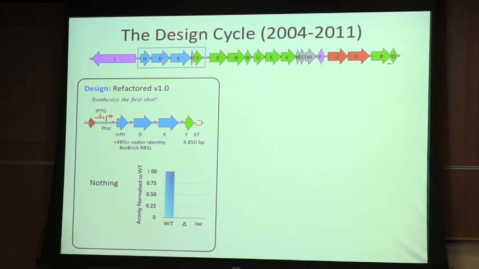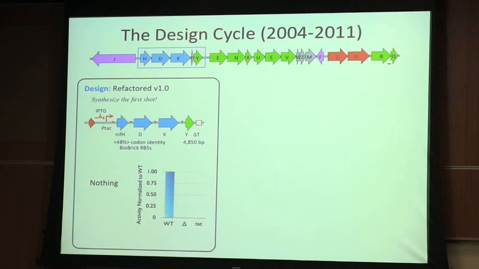What would happen is that on the computer, we'd create a refactored version and send it off for DNA synthesis. It would cost $10,000 to synthesize this thing. This was a while ago. And we just completely lose activity, so you get no activity.